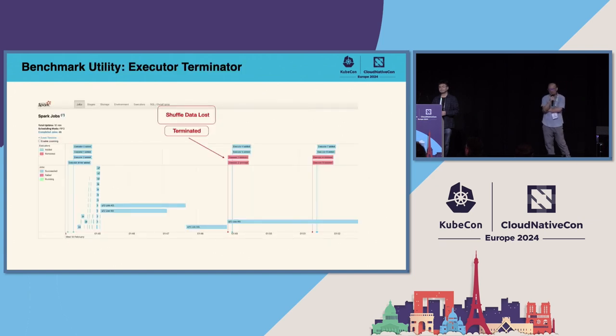So this UI, you may be familiar with, since many people are familiar with Spark. This is the Spark history UI. It shows what happens when the termination happened. In this example, we killed four executors, two at a time. And you know that the shuffle data is also lost when the termination happens, because every executor has some shuffle data inside it.